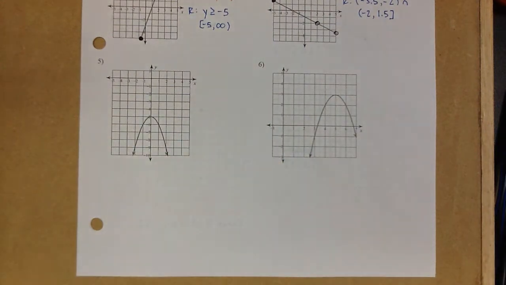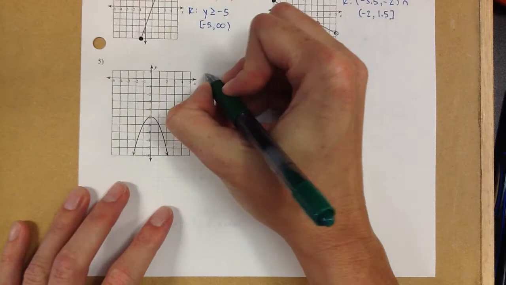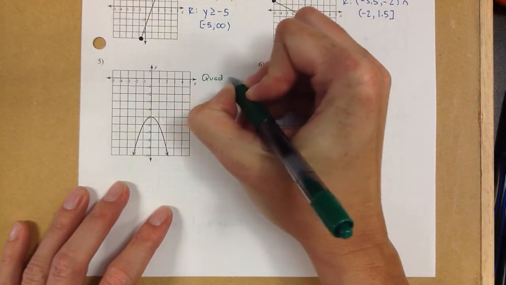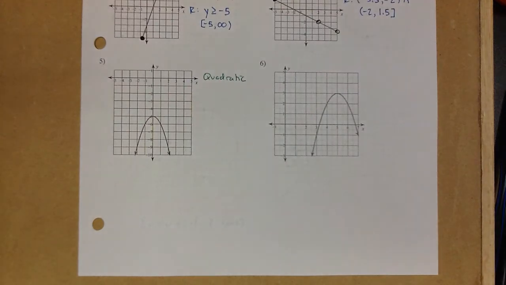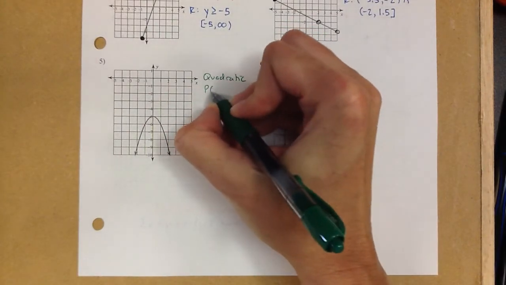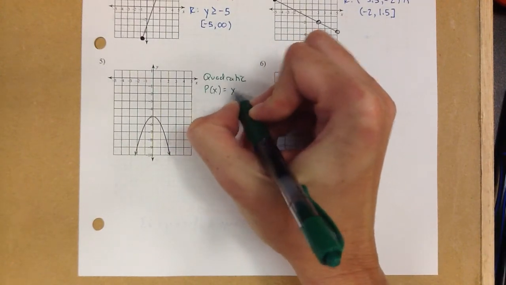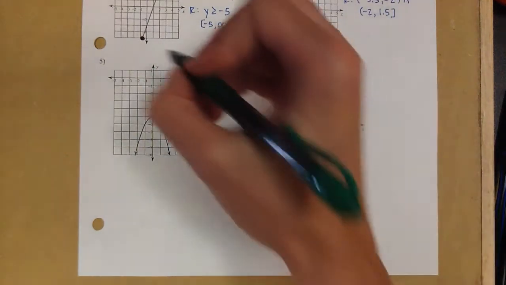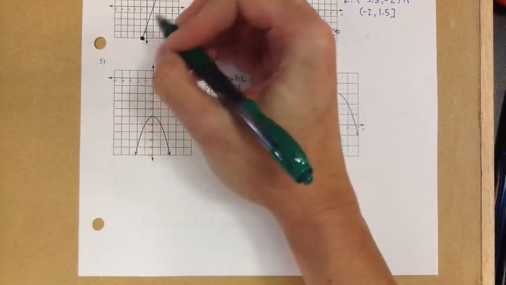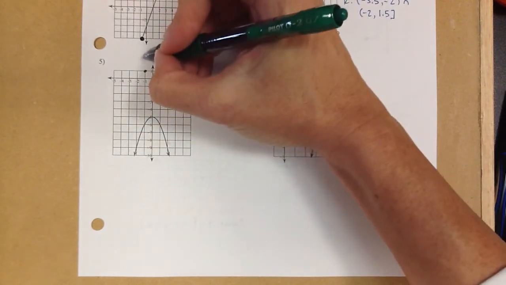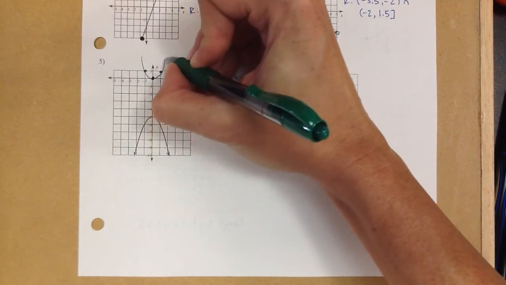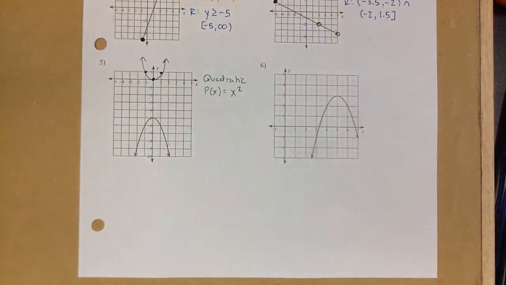So we have quadratic functions. So here you go. And what is the equation for that parent function? Y equals x squared, or I'm going to put p of x. So the parent function is x squared. And it's going to go through (0, 0), (-1, 1), and (1, 1). So there is my parent function.